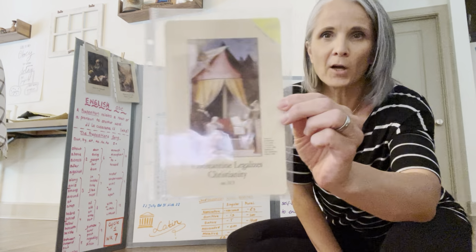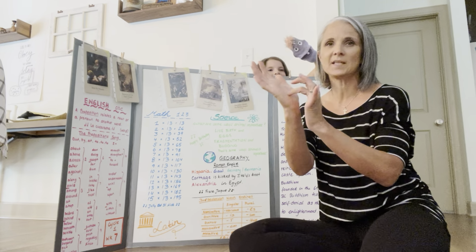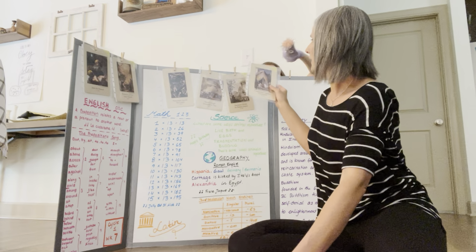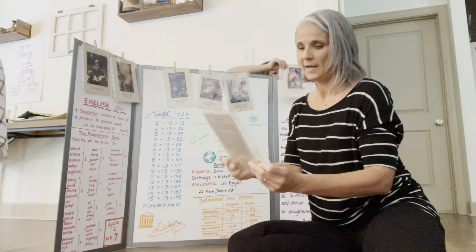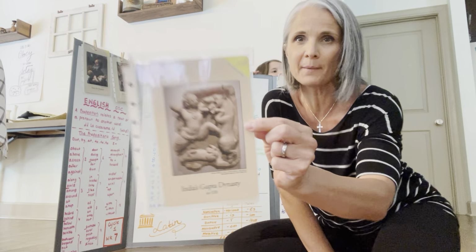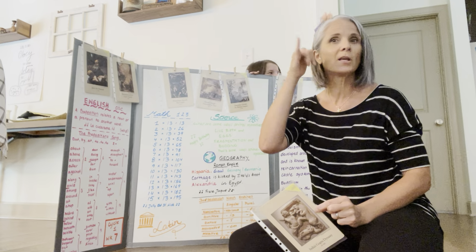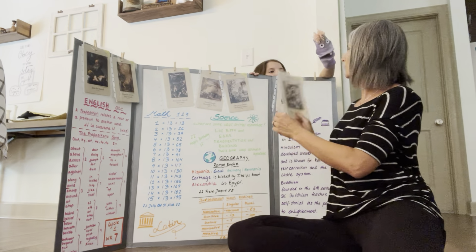Next, we have Constantine legalizes Christianity. So we have a C for Constantine, legalizes Christianity, sign for Christ, sign for Jesus. And last but not least, we have India's Gupta dynasty. Anybody remember the sign for India? Yep, dot on the forehead. India's Gupta dynasty, some gold.